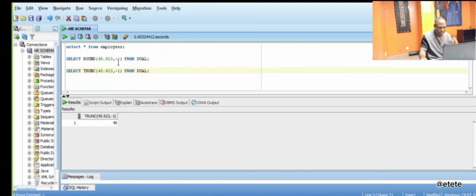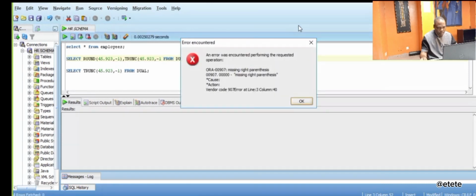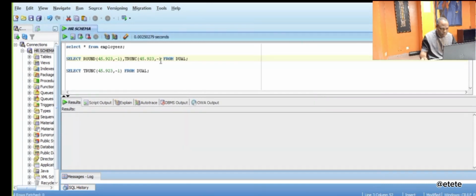So I'm going to put them in the same line. I'm going to take this function, and I'm going to copy it and put it here so that I will have both of them on the same line. Now run. Oh, sorry. I didn't close the bracket here. So I'm going to run it again.